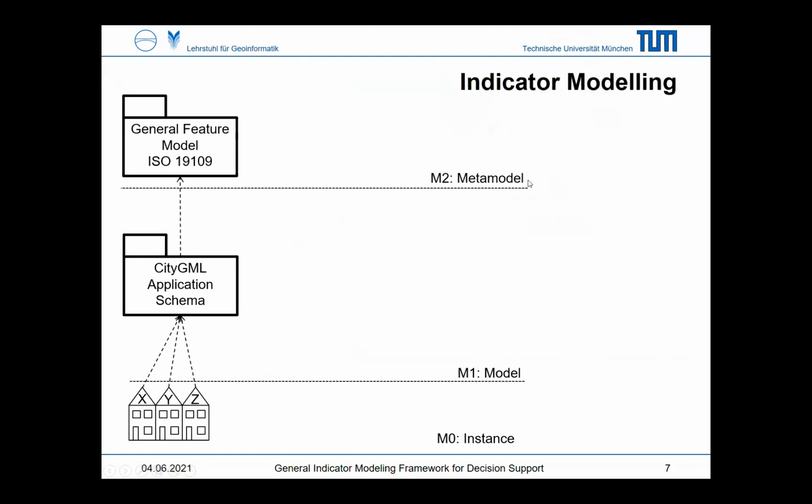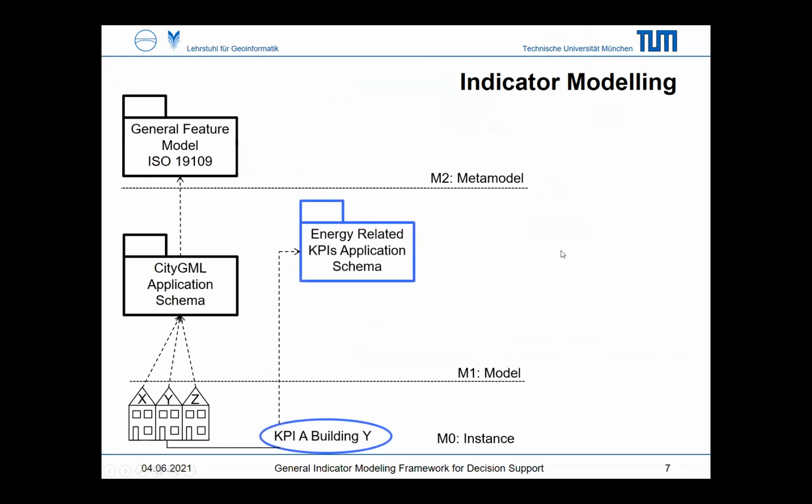Now, let's extend this to indicators. When we have geospatial data models, why don't we have a similar framework for indicators? That's the question. Here's an idea: I may have an indicator, a key performance indicator A for building Y. That could be, for example, the heating energy demand of that building. That is an indicator that is very specific and tightly coupled to this object. However, that indicator also needs to be modeled somehow, so we need a framework or a data model to represent it.